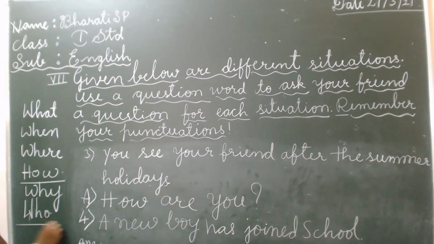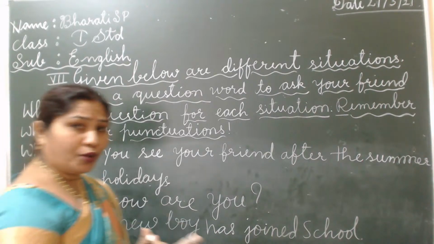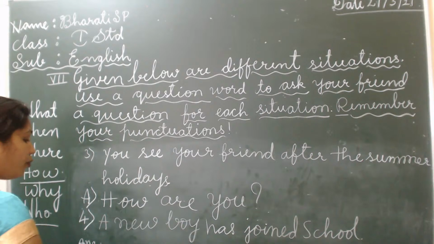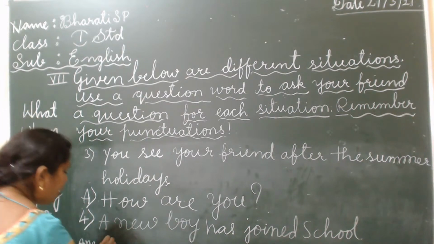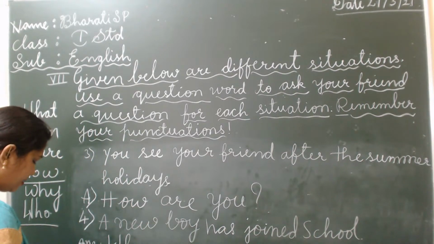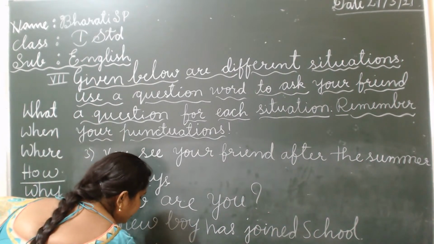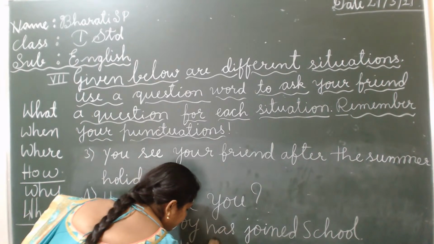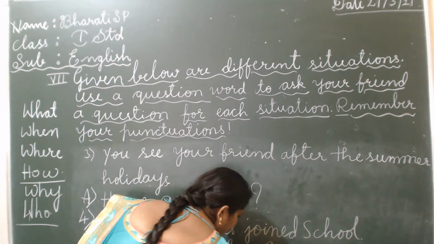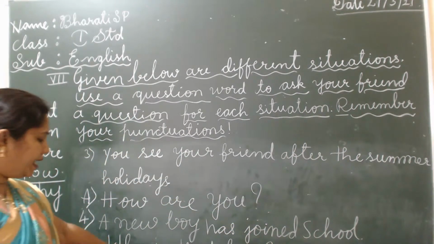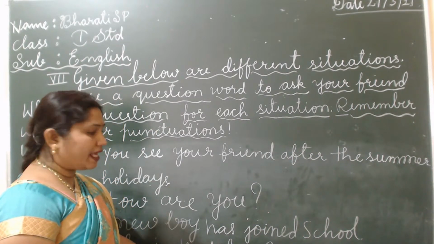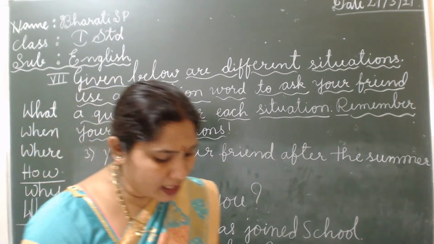WHO. It tells the meaning. If you don't know the person, then you need to use the question word who. What do you want to write right here? See here, children. Who? Who is this boy? Yes. Who is that boy? Which one question you have to write here? Who is that boy? Do you understand, children? Yes. These are all the examples over here.